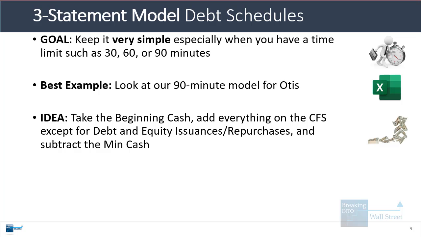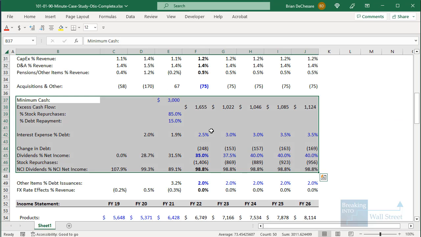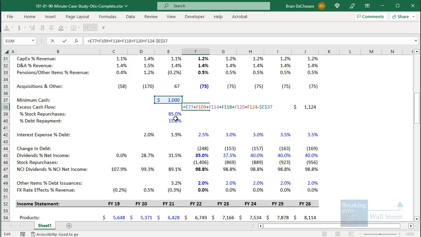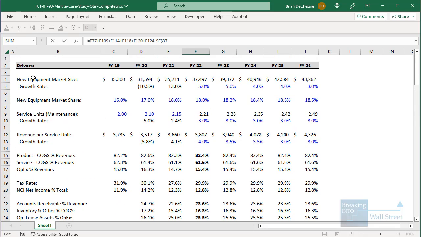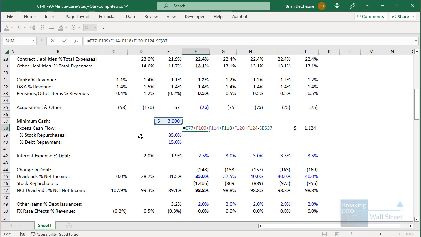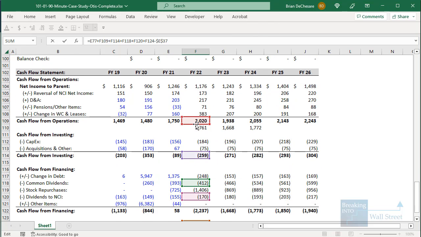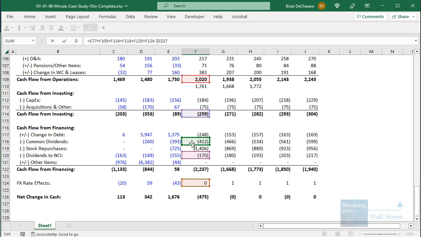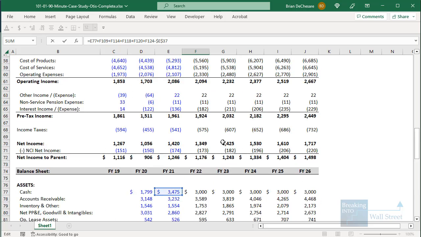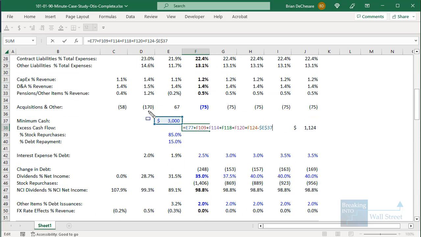Let's pull up the Otis file and take a look at what this looks like. So you can see here, I have this excess cash flow line in our assumptions or drivers for the company. And essentially what we're doing is we're starting in the balance sheet. We're getting the beginning cash number from right here. Then we are adding up everything on the cash flow statement: cash flow from operations, investing, dividends, dividends to non-controlling interests, FX rate effects. Then we are subtracting the minimum cash balance.